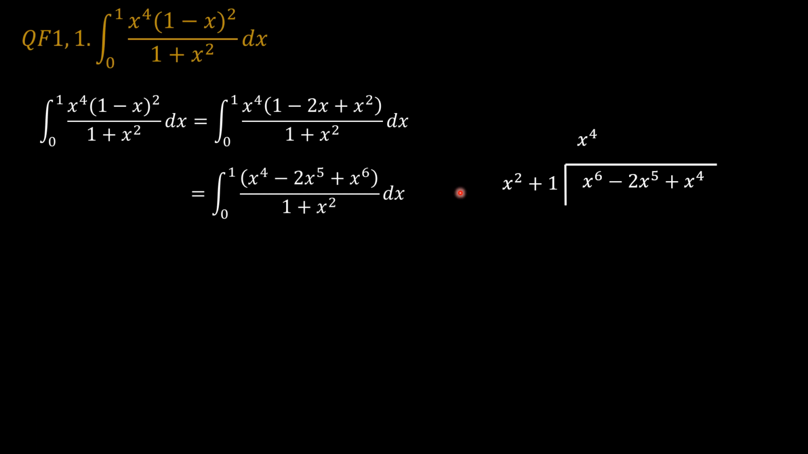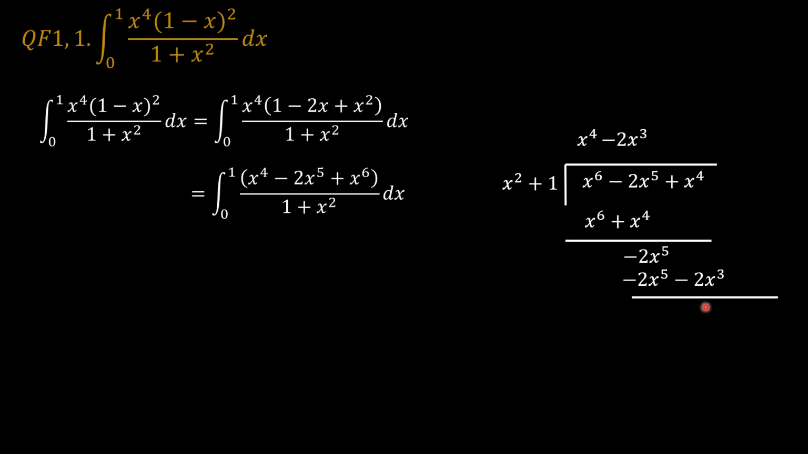Multiply the divisor by x to the power 4, and therefore I get x to the power 6 plus x to the power 4. Subtract that from the dividend, and so the x to the power 6 and x to the power 4 terms cancel each other, so the only residual there is minus 2x to the power 5. So I multiply the divisor by minus 2x to the power 3, so that we get minus 2x to the power 5 minus 2x to the power 3. So when that is subtracted from that residual, we are left with plus 2x to the power 3.